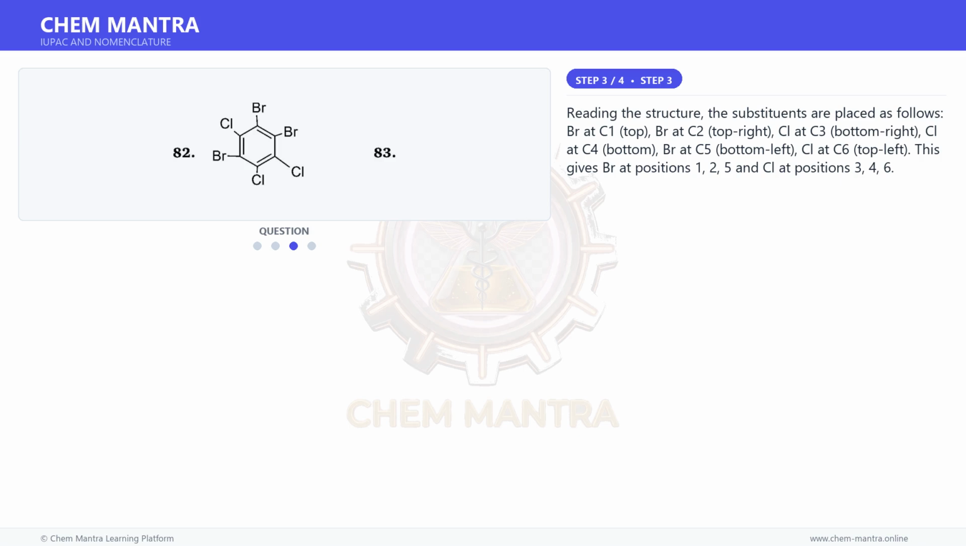Reading the structure, the substituents are placed as follows: Br at C1, top, Br at C2, top right, Cl at C3, bottom right, Cl at C4, bottom, Br at C5, bottom left, Cl at C6, top left. This gives Br at positions 1, 2, 5 and Cl at positions 3, 4, 6.